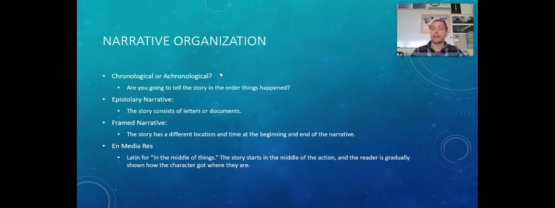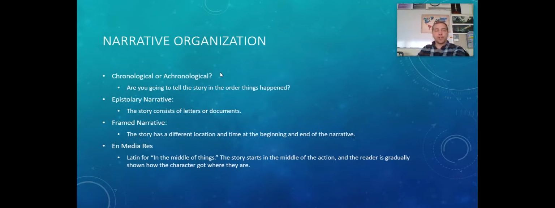An epistolary narrative, and now this is a story that consists of letters or documents. If you ever watched the show or read the book 13 Reasons Why, I believe that one is a series of recorded tapes. Right, and so everything that's happening in the story is just the tape playing and explaining why the narrator chose what she chose. Right, it could be just a series of letters back and forth between 2 people. This is a narrative, and this is a way that you can write your story.